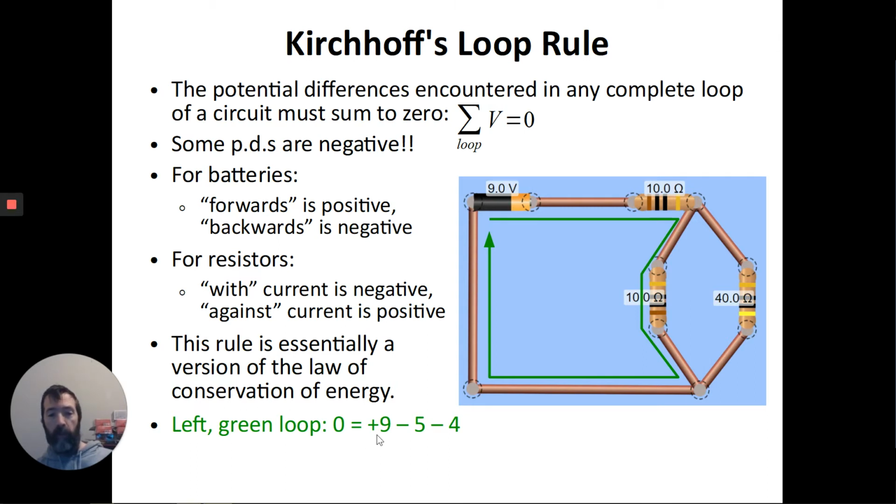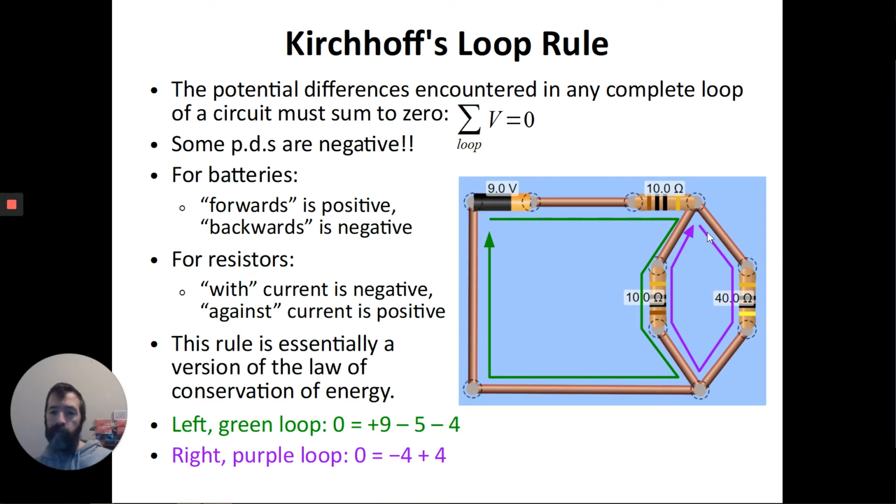The battery is +9 because I'm going forwards through it from the negative to the positive. Then I pass through this resistor in the direction of the current. I remember that the voltage was 5, so I used a -5. And then I go through this resistor, and the voltage for that section of the circuit was 4. So -4. And indeed, 9 minus 5 minus 4 is 0.